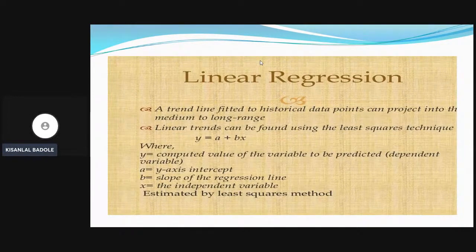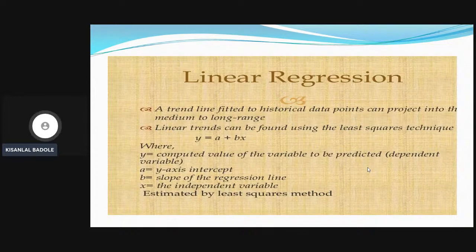Linear regression: with the help of the particular data, a trend line is fitted to the historical data and can be used to predict into the medium and long range. A linear trend can be found using the least squares technique. This is y = mx + b. For this type of linear regression, we require the particular formula; with it we can find out how much time we require, whether for mass production or anything else. Here y is the computed value of the variable to predict demand, b is the y-axis intercept, m is the slope of the regression line, and x is the independent variable.